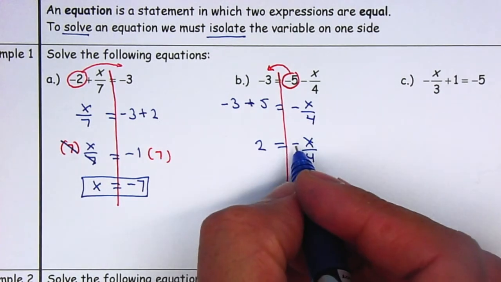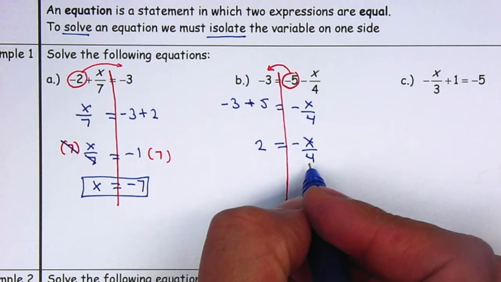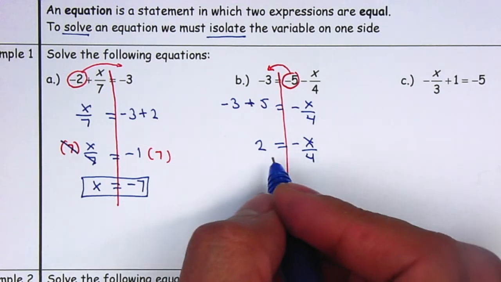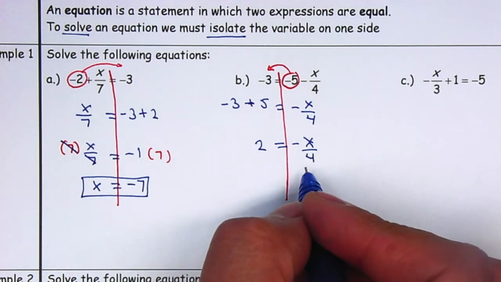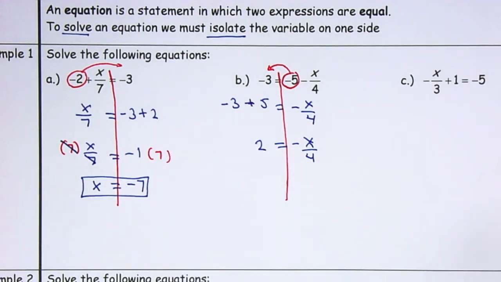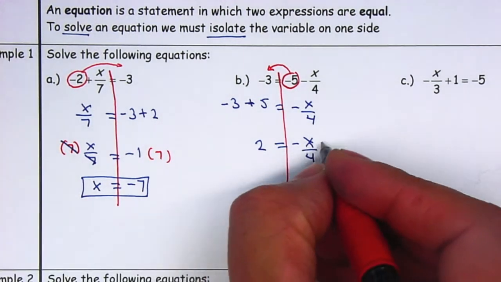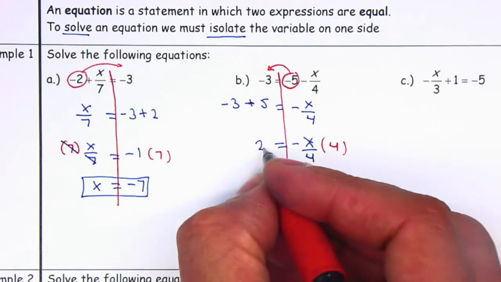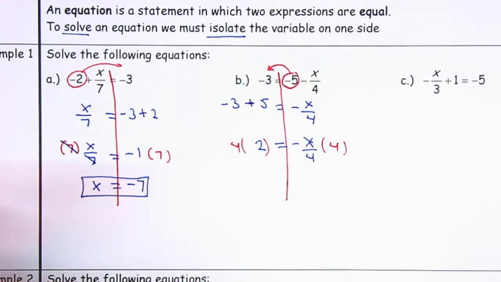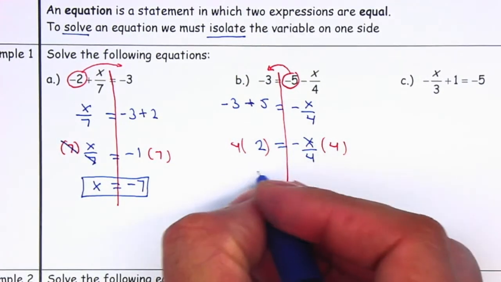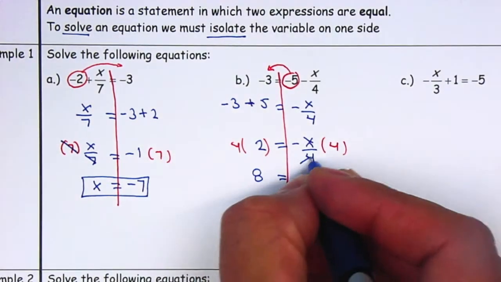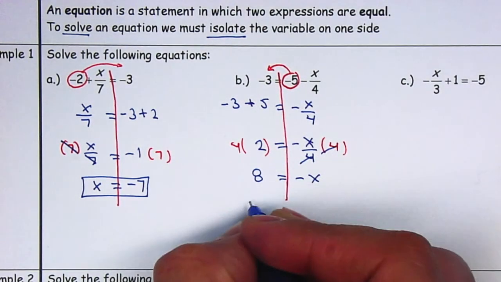Now, because this is a negative, I'm going to multiply by 4 and then divide by -1. Some of you guys might want to multiply by -4, and you get the same answer. So let's get rid of it by multiplying by 4. You can multiply by -4. So it gives us 8 is equal to, those cancel, -x.